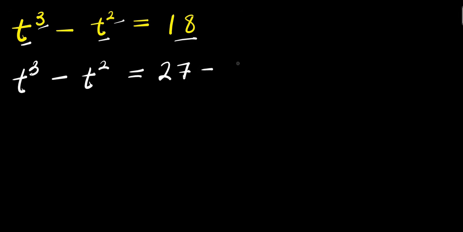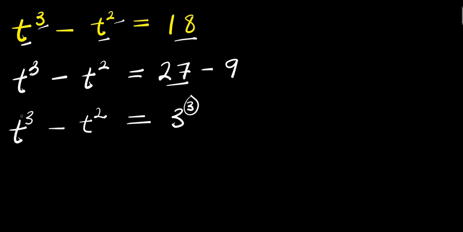Here we can express 18 as 27 minus 9. 27 minus 9 will give you 18. And you are going to see quickly why we decided to express it this way. I have t power 3 minus t power 2 equals 27. I can express it as 3 to the power of 3 because we have the exponent of 3 here. Minus, as for 9, I can express it as 3 power 2 because we have exponent of 2 here. So what we are going to do next is move this over and move this over.